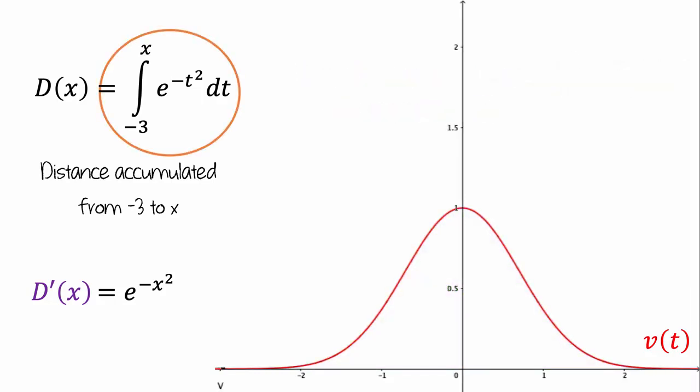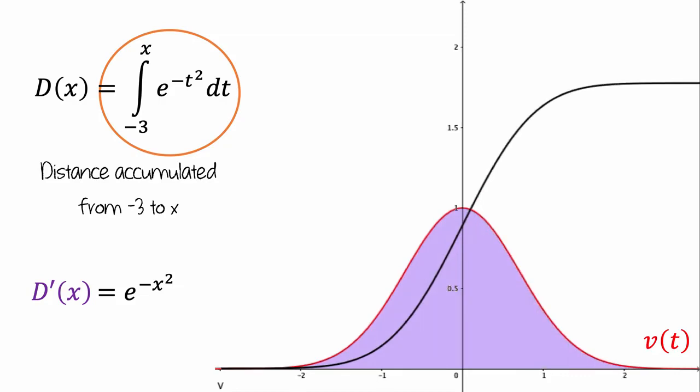Let's think about what a graph of the accumulation function would look like. For each value of x, the value of the accumulation function, graphed in black, tells us the amount of distance we've accumulated between time 0 and time x. We can see that the value of the velocity function tells us the slope of the accumulation function. And now, since the derivative of the accumulation function is equal to e to the negative x squared, this means that d of x, the accumulation function, is an antiderivative of e to the negative x squared.